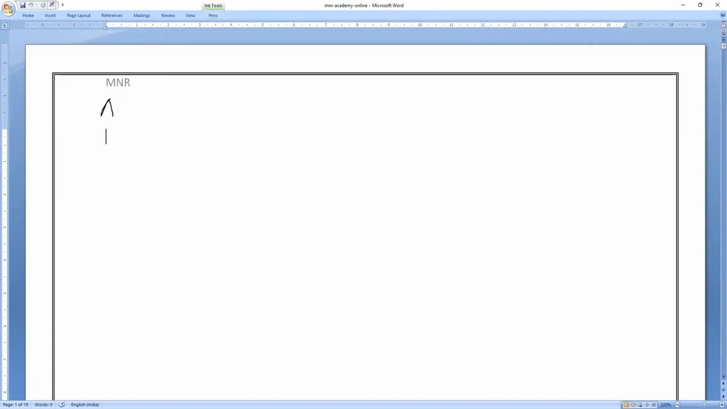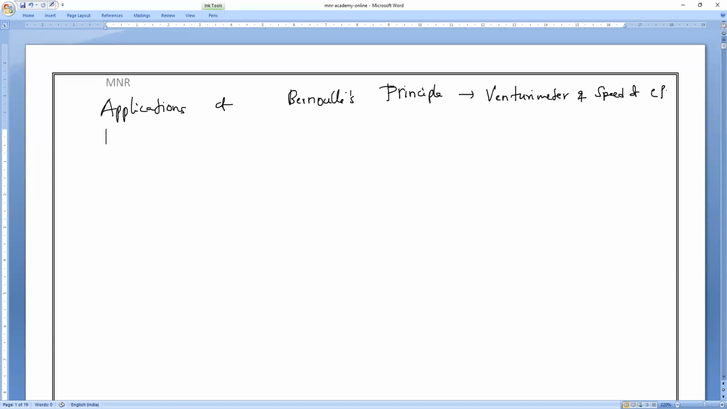So all of you keep reading. Applications of Bernoulli's principle. That is, the Venturimeter, and the next one is speed of efflux, which we call Torricelli's theorem.